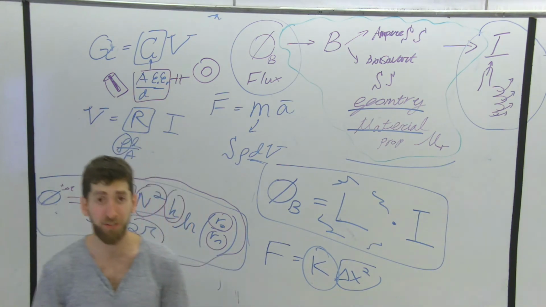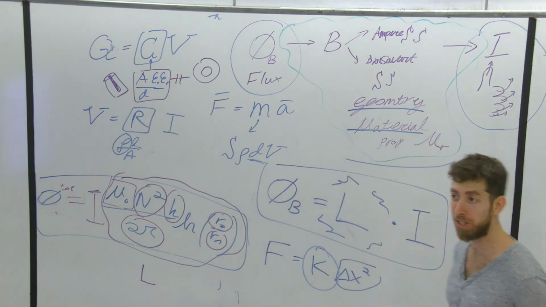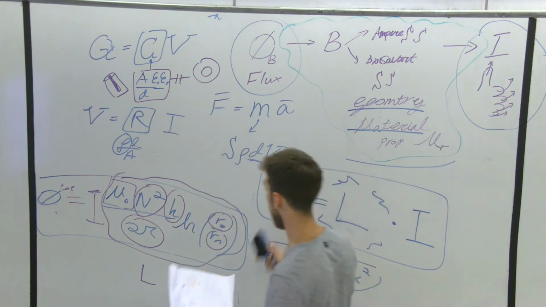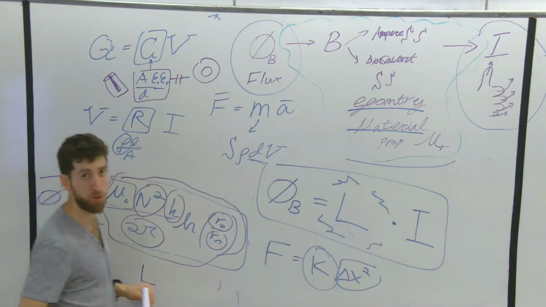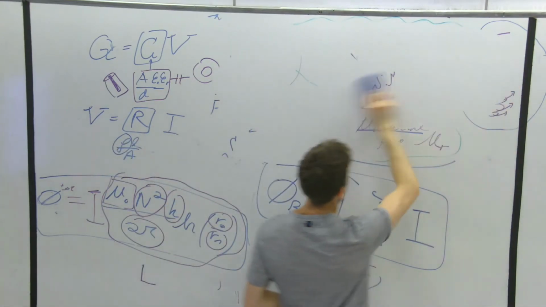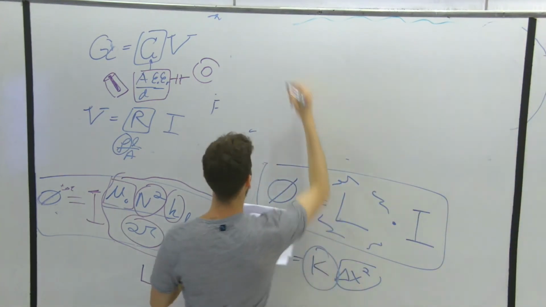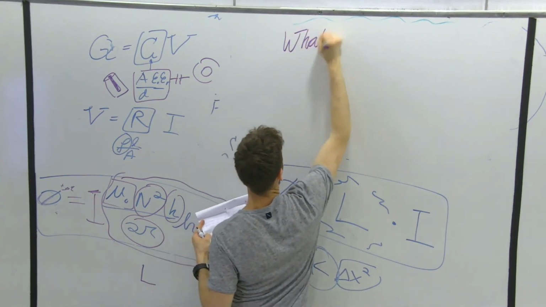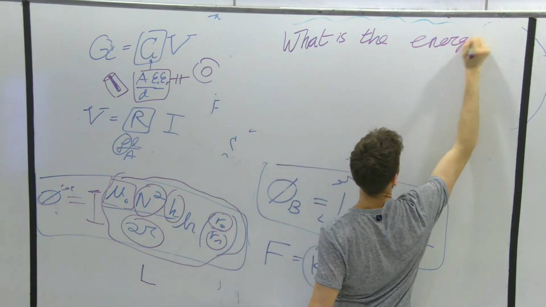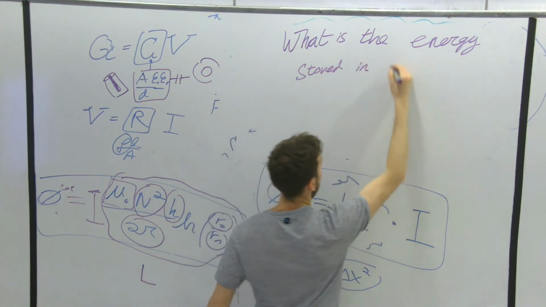And after you know that this is the inductance, we can actually calculate a lot of things. For example, let's calculate the energy that I can store in this toroid. Okay, so let me clean this out. So, for example, what is the energy stored in the toroid?